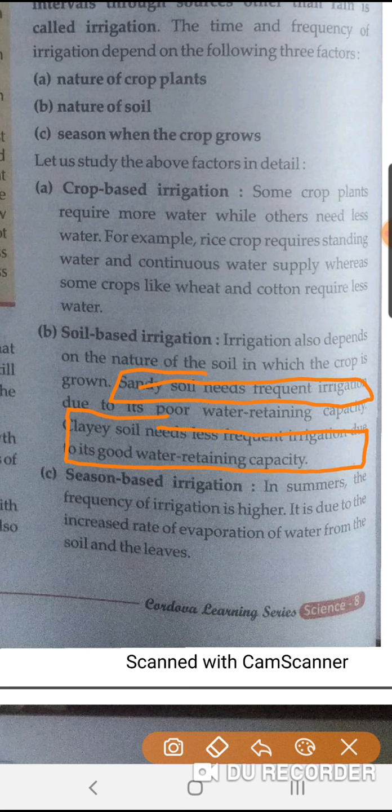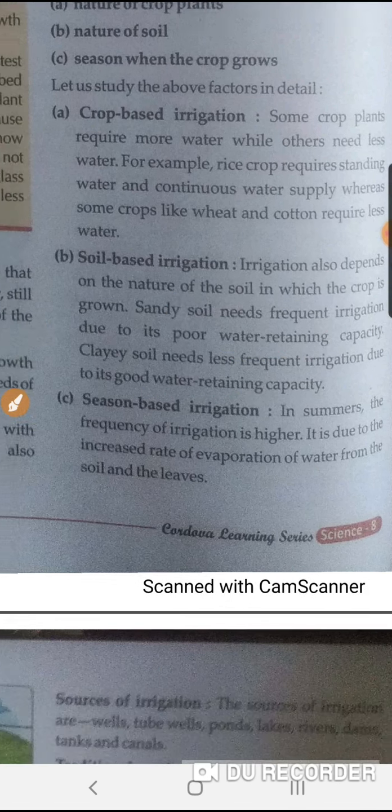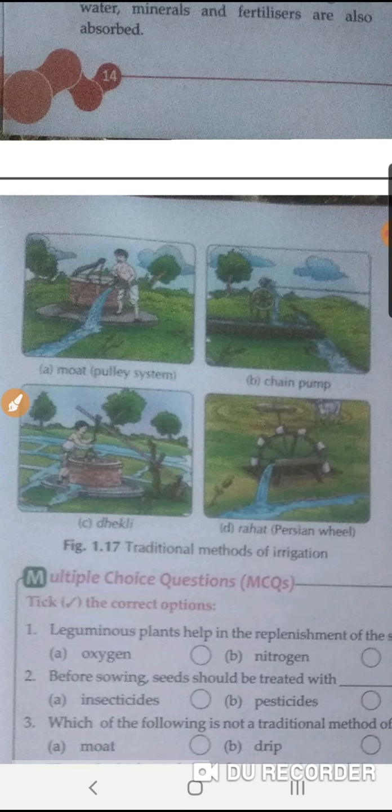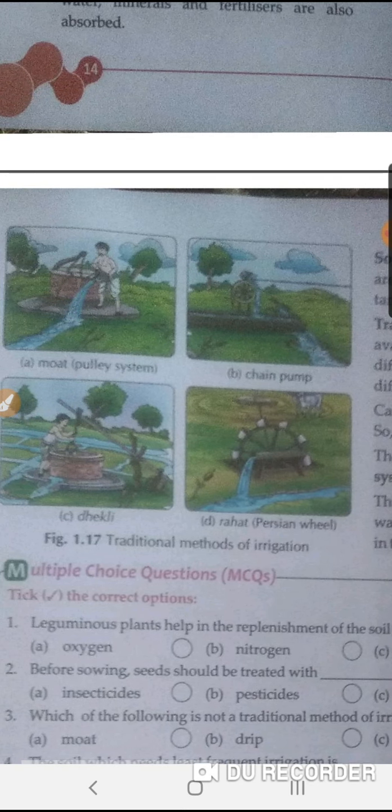Then season based irrigation, as we have discussed earlier, in summers high frequency is required in comparison to other seasons. Fine. Now see the methods of irrigation. These are the methods of irrigation. What are they? They are moat, chain pump, dhekli and rahat.